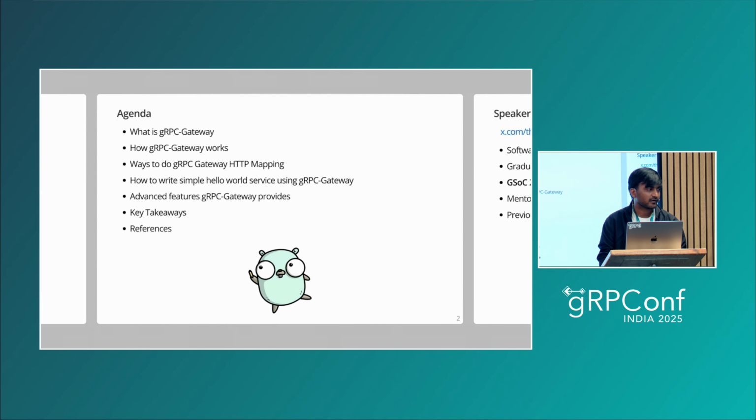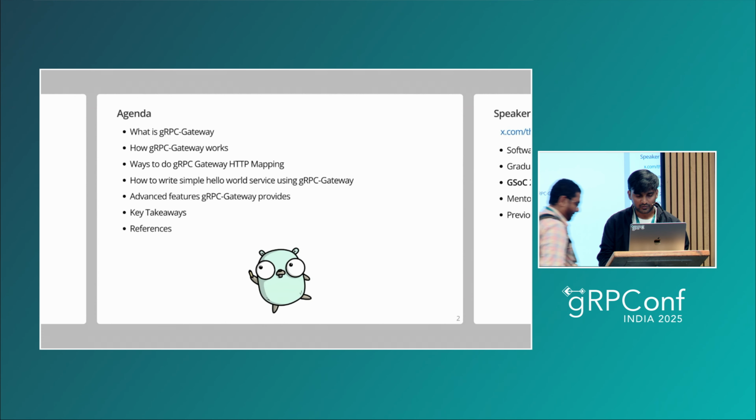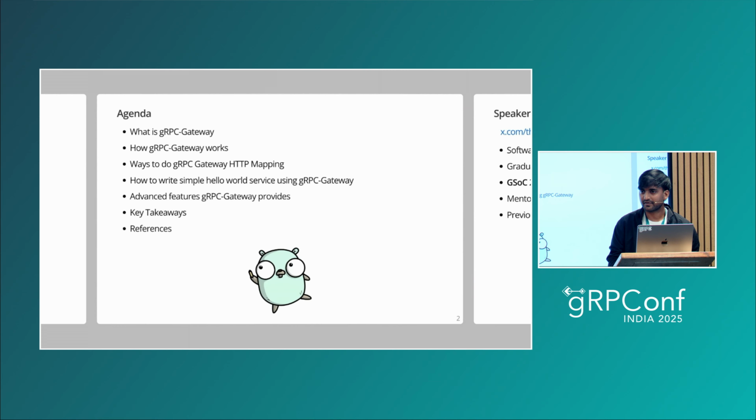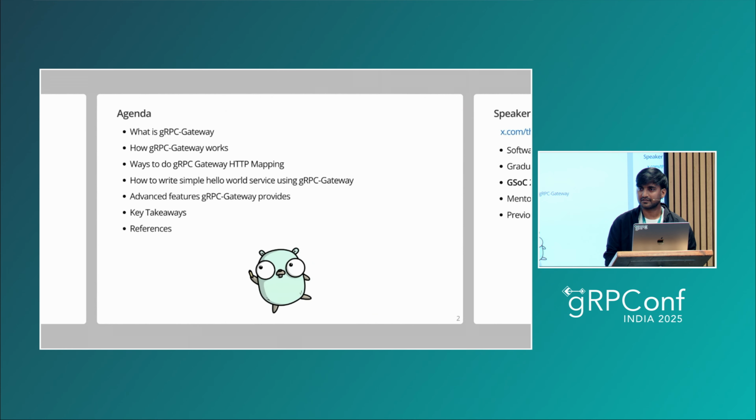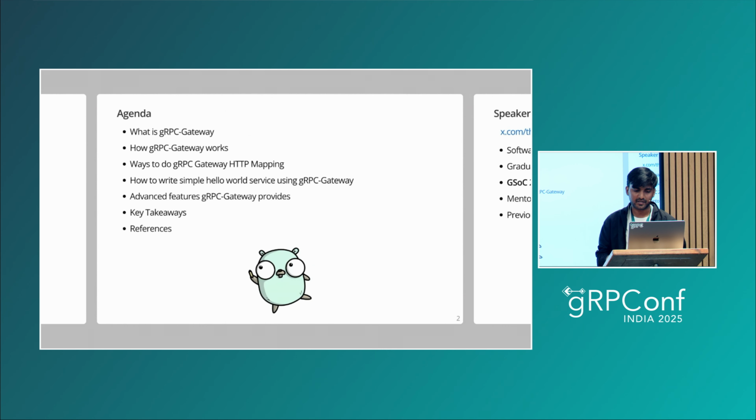But what if we want to bring gRPC power to REST services, REST clients? What if we want to have an SDK that supports REST, but you want the advantage of gRPC in it? So how can we do that? There is a tool called gRPC Gateway. What it does is it generates REST API endpoints for your gRPC services and vice versa.